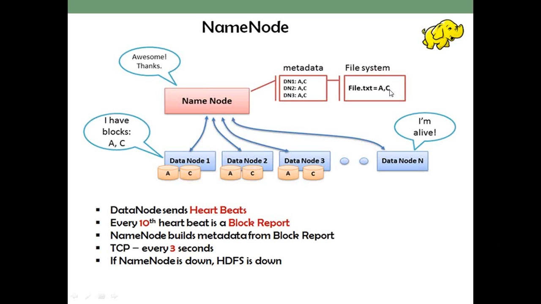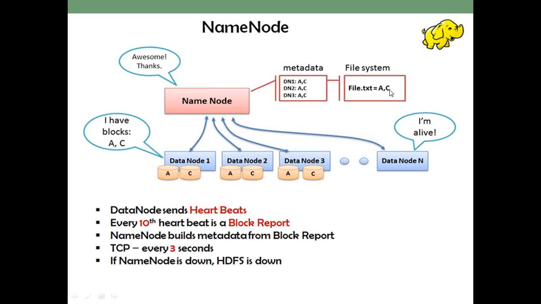Splitting the blocks and assigning the block IDs is taken care of by the framework. HDFS takes care of assigning unique block IDs and splitting the blocks. Everything is taken care of by the name node. Here the data node sends heartbeats to the name node, and every 10th heartbeat is a block report. So every few heartbeats, the data node sends a report about the different blocks it has to the name node.